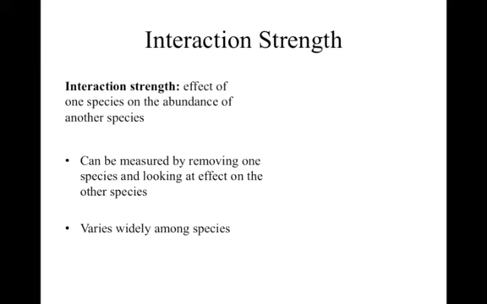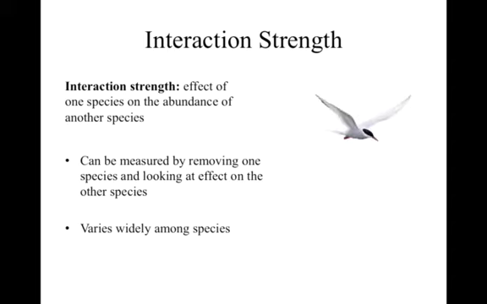We talked about that a little bit in a previous lecture. Basically, we remove one species, the interactor species, and we look at the effect on the other species, the target species. And the interaction strength varies widely among species. So sometimes the interaction strength is 0 and those two species don't interact at all. Sometimes it's a really strong interaction and the one species really helps or really hurts the population of the other species. And sometimes it's a weak interaction. Yes, there's less of the species B because species A is present, but not that much less.